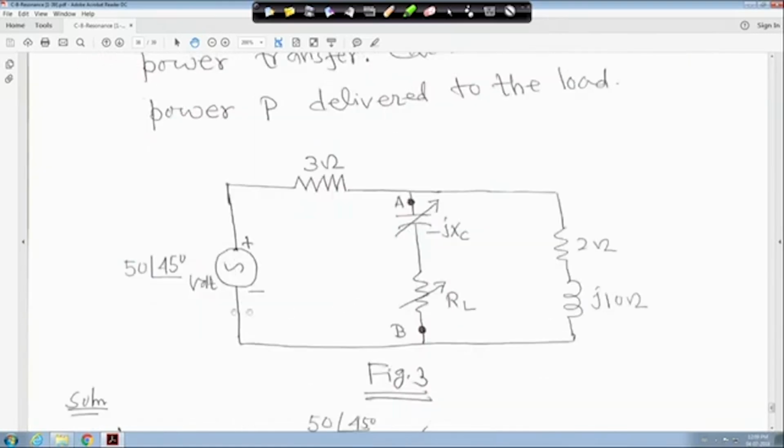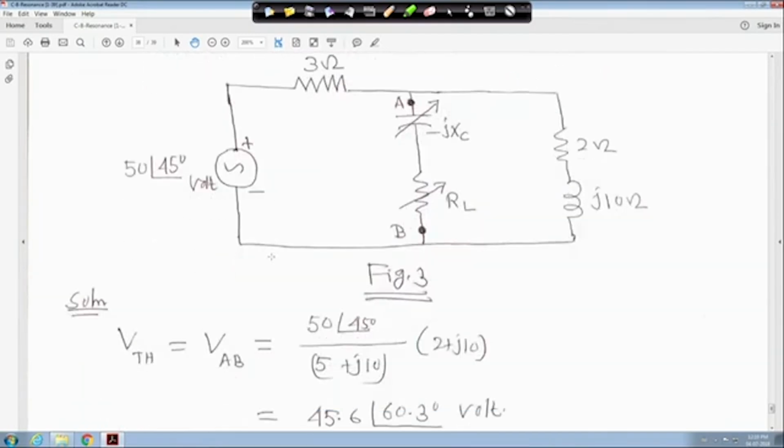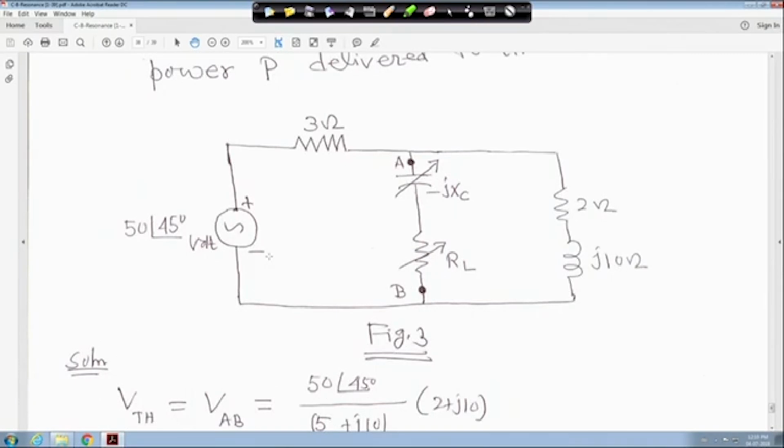And this is the circuit. This is voltage 50 angle 45 degree. This is 3 ohm. This is minus jXC variable, and this is RL, both XC and RL variable, and this is your 2 ohm and j10 ohm. These are fixed. These two are variable, and this is point A and this is point B. Now the question is, first we need to find V Thevenin.